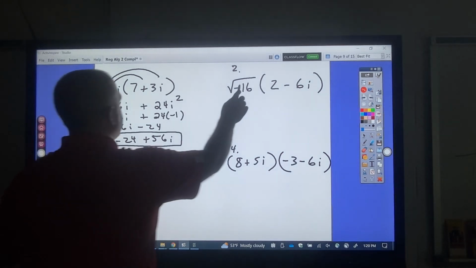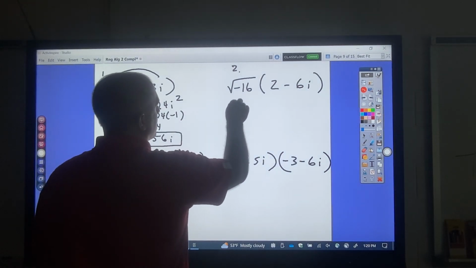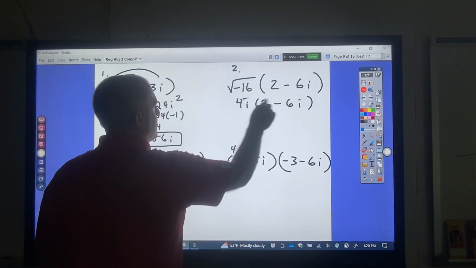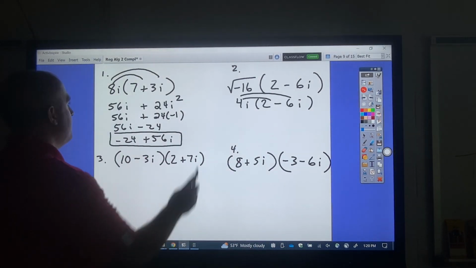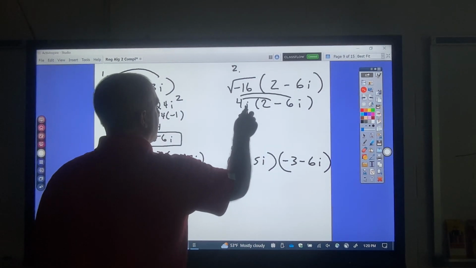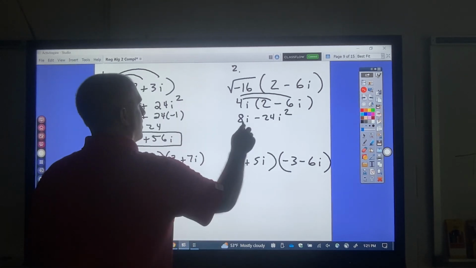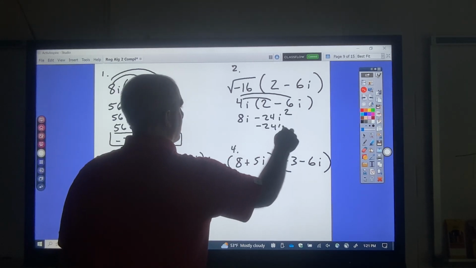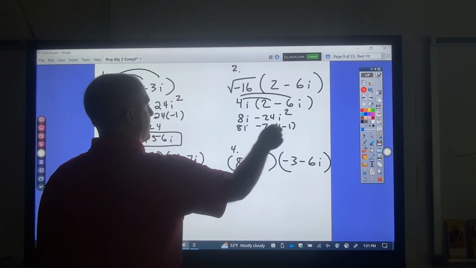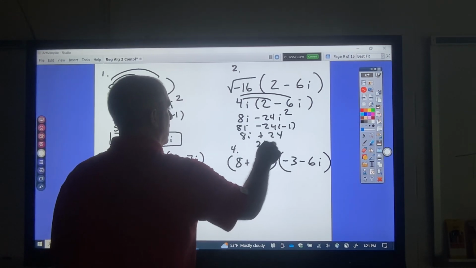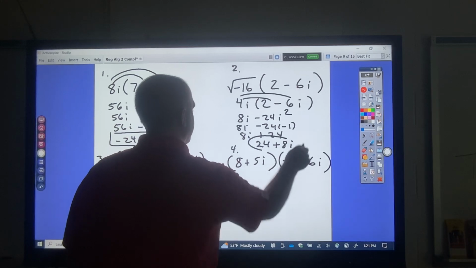Now, what's this one? Okay, well that's just going to be 4i. So then I would distribute that. So 4i times 2i would be 8i. 4i times that would be negative 24i squared. Okay, well what is i squared? That is negative 1. Negative 24 and negative 1 would be positive 24. So I got 8i and 24, or 24 plus 8i.